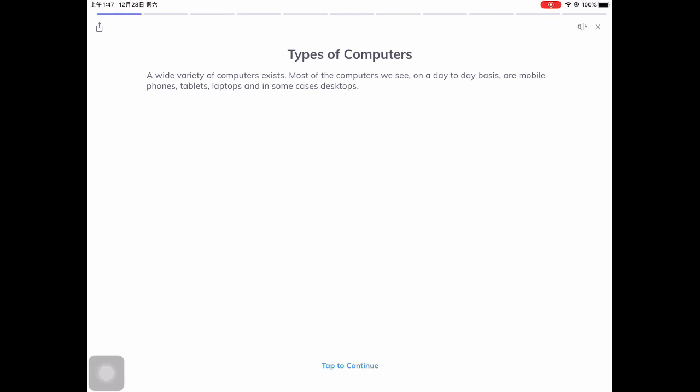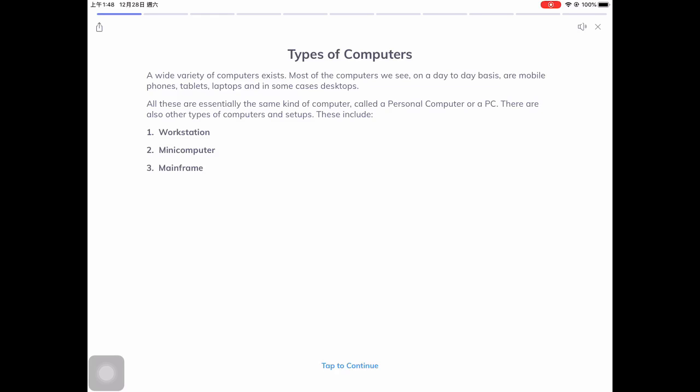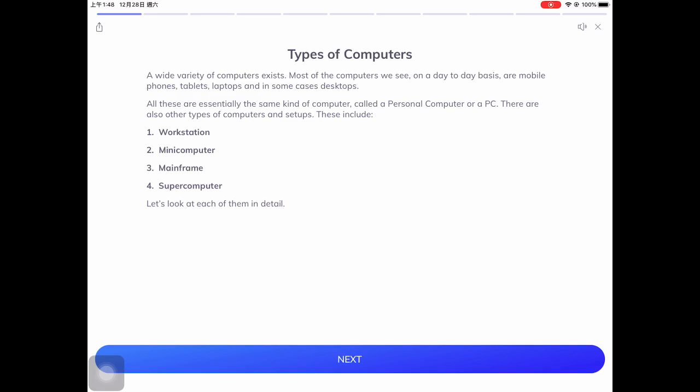Based on size, apart from our mobile phones, a wide variety of computers exists. Most of the computers we see on a day-to-day basis are mobile phones, tablets, laptops and in some cases desktops. All these are essentially the same kind of computer, called a personal computer or a PC. There are also other types of computers and setups. These include workstation, mini-computer, mainframe, supercomputer. Let's look at each of them in detail.